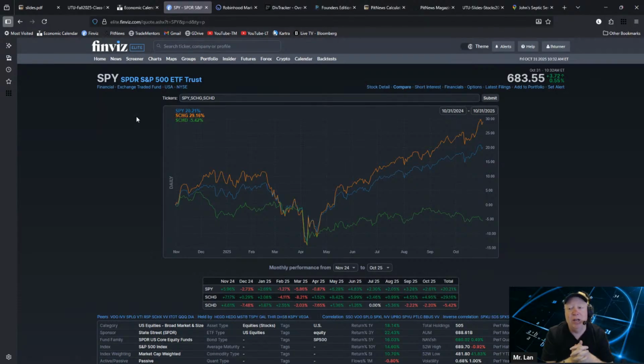SCHG is up there almost 30%, almost 10% higher than the S&P 500. That's huge. I mean, the S&P usually only does 10%. SCHG is 10% bigger than the big S&P. So that's pretty good. All right, making 30% this year. That's a lot of money.